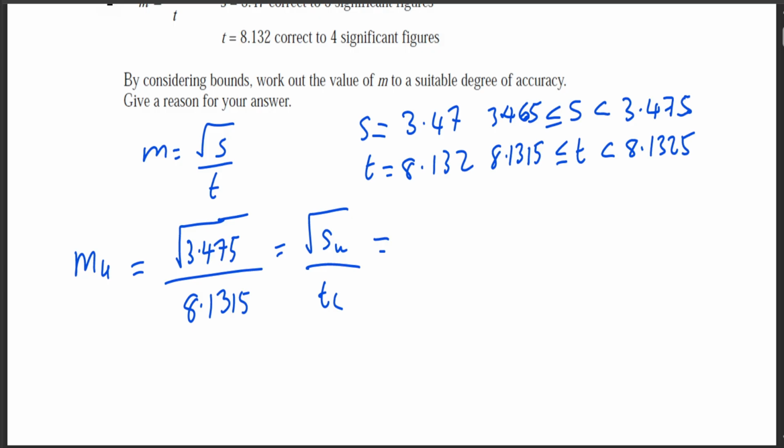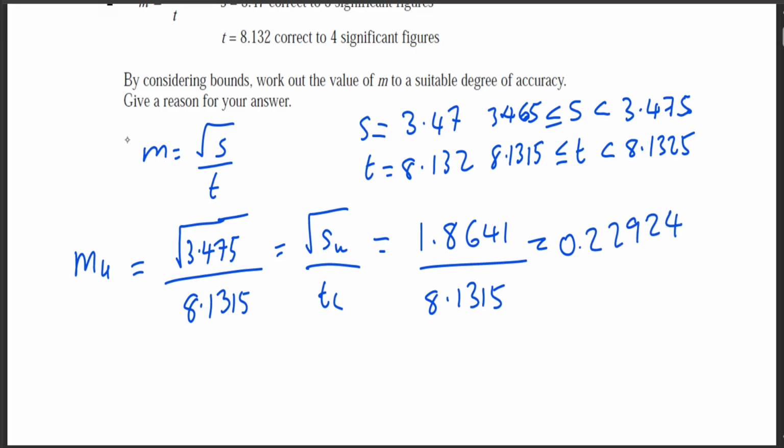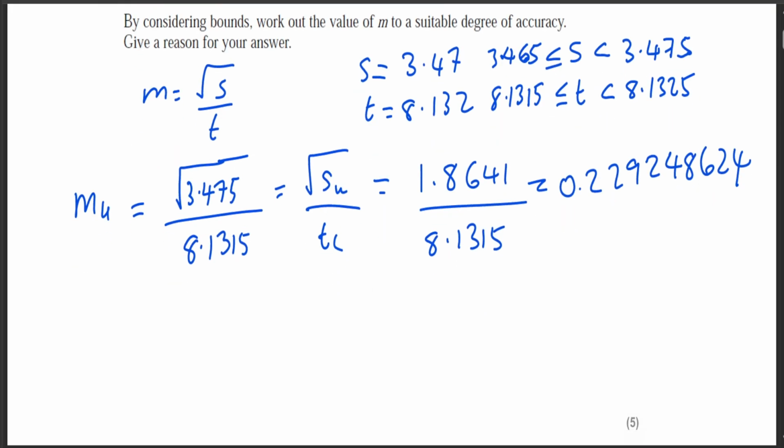So the square root of 3.475 gives you 1.8641, over obviously 8.1315. Let's see how much it gives us if you divide by that. It's going to give us 0.229248624. Let me write as much as possible.